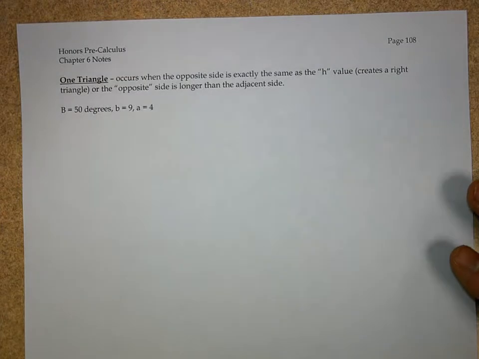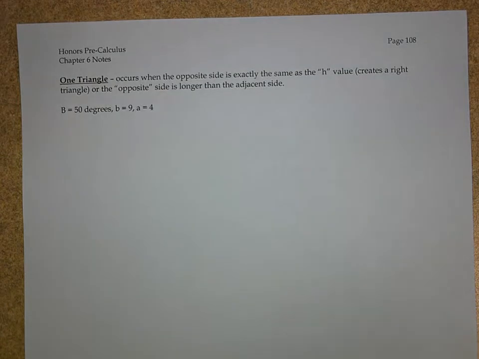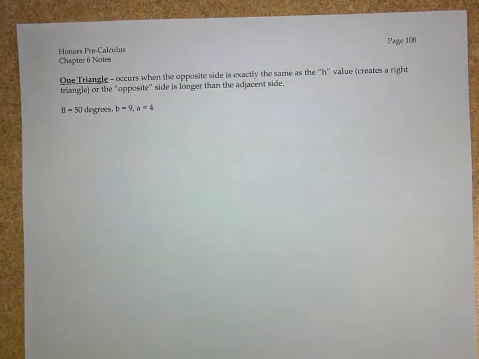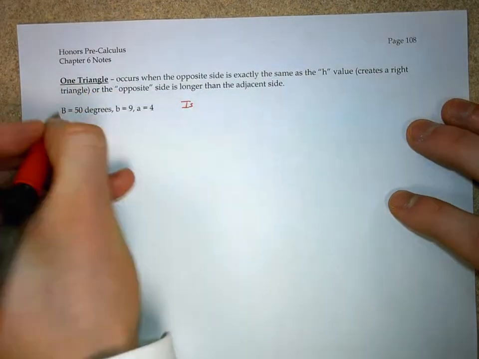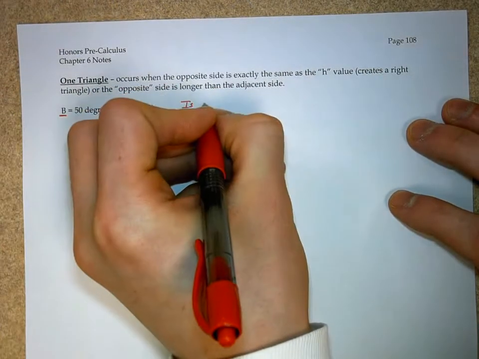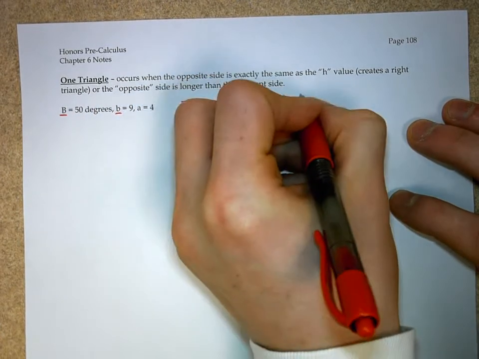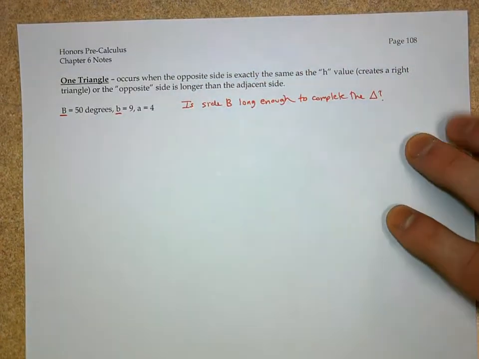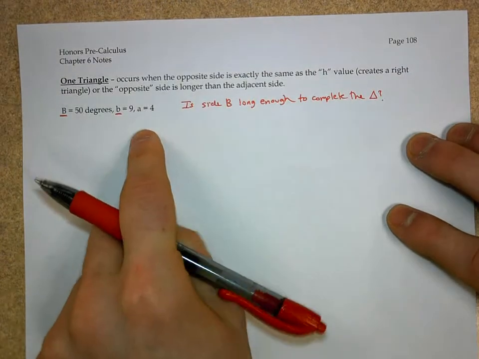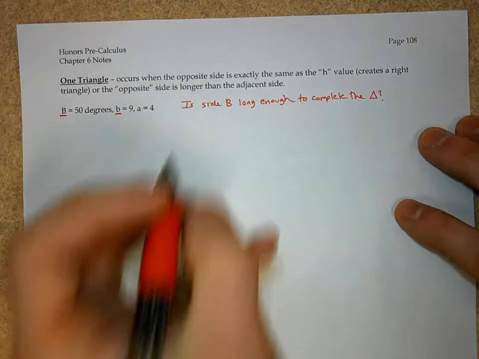Angle B is 50 degrees, side B is 9, and side A is 4. Just like I've done on all the others, I have to check my h value as I start off. Since I'm given angle B, I'm looking at side B. Is side B long enough to complete the triangle? When you see side A as being that much smaller than side B, you think it's going to be, but let's just confirm our h value.